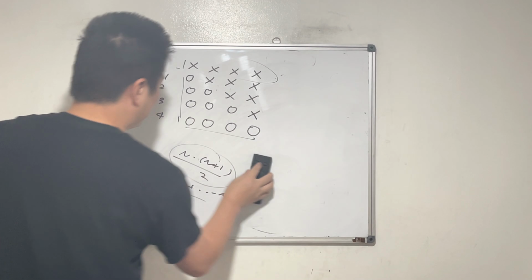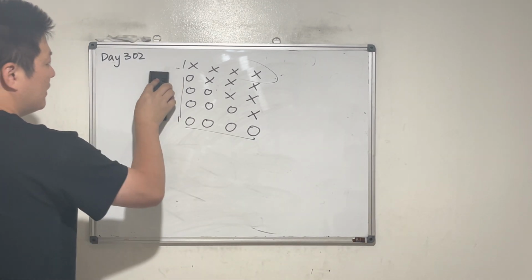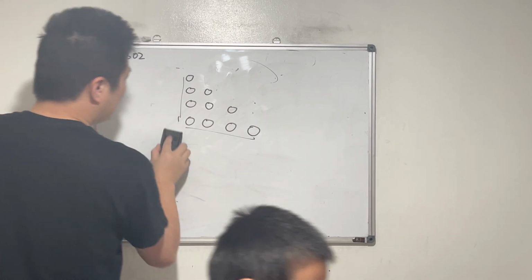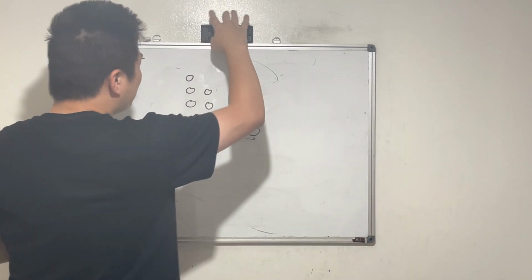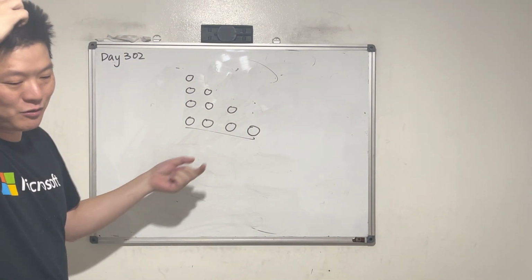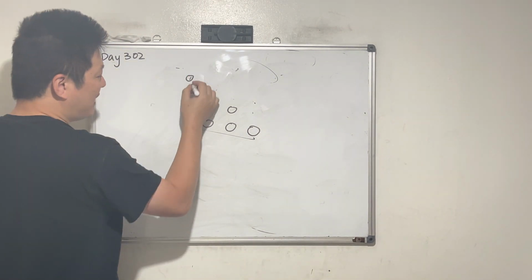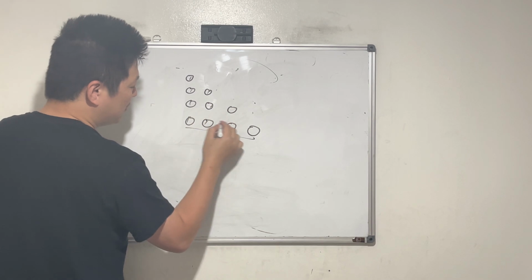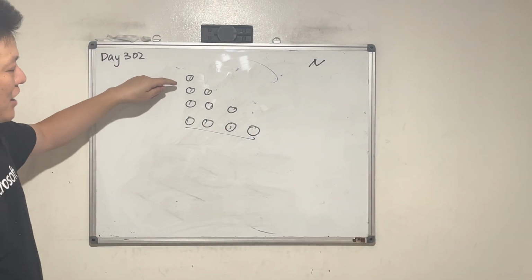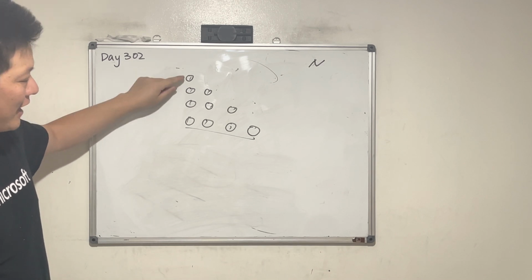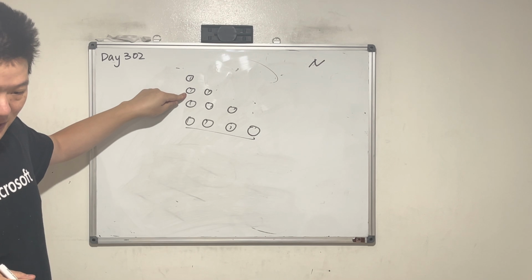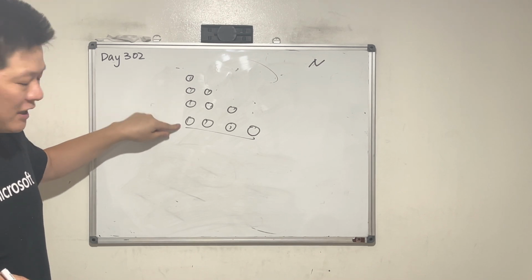Okay, now let's come to today's question. Let's build the stairs. If we have n coins, and we want to build stairs of coins: the first row 1 coin, the second 2 coins, the third 3 coins, and so on.